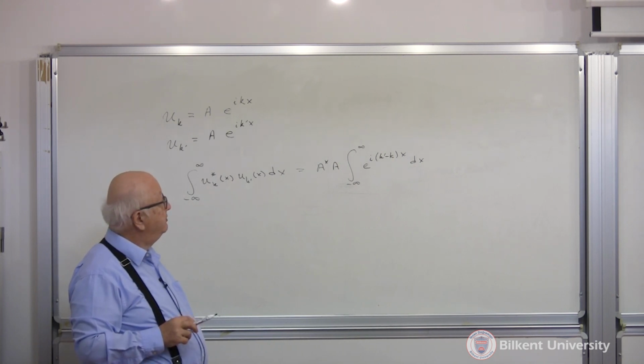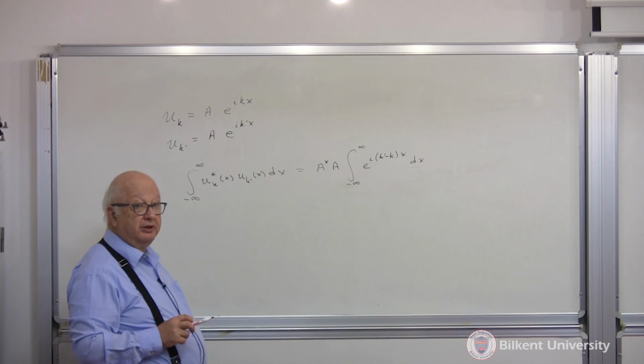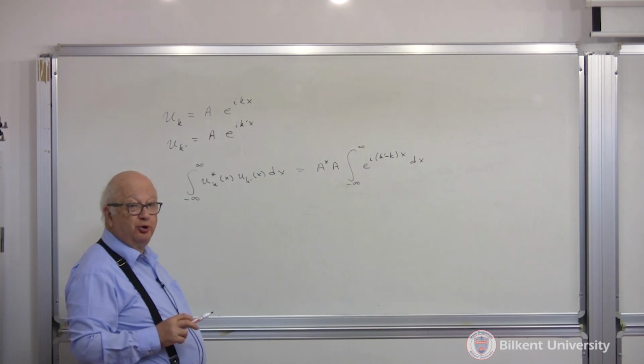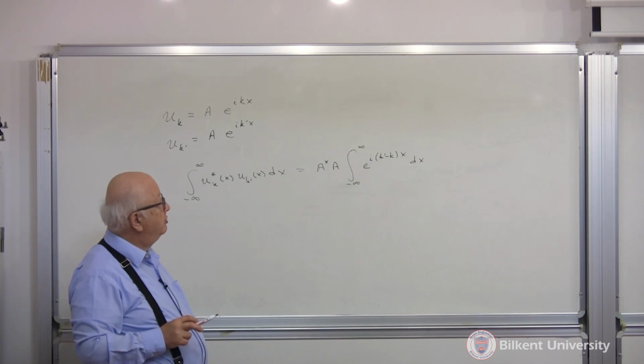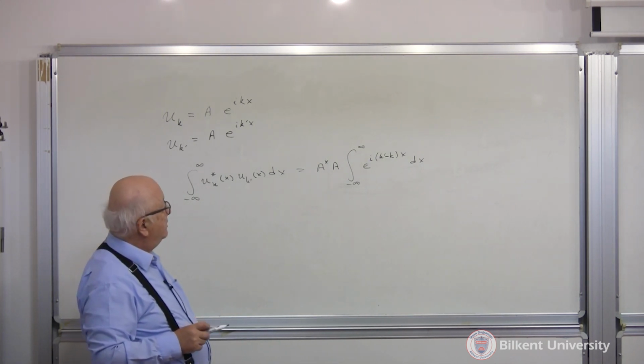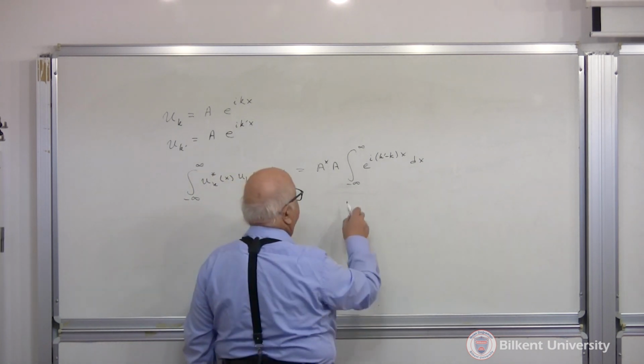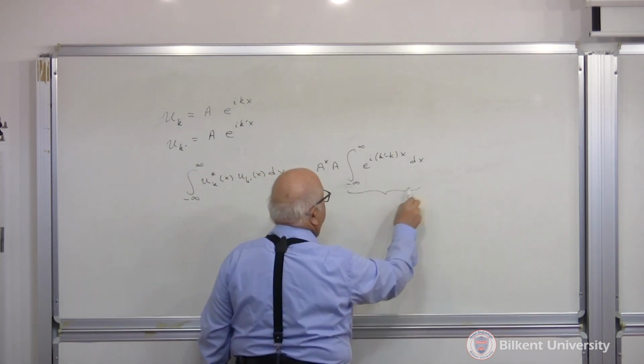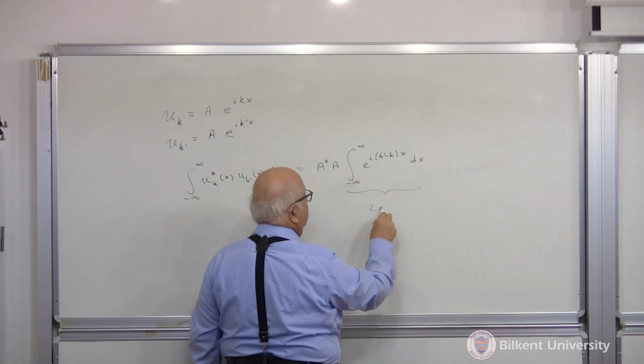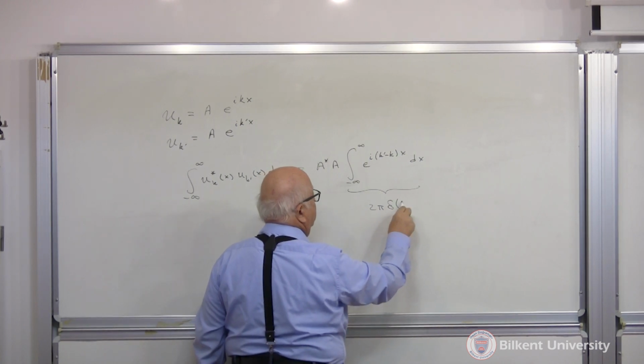It's the Dirac delta function. Are you familiar with this? Yes or no? Some yeses, some nos. Okay, well, let me just first write it down and then we'll discuss it. This is going to be 2 pi times delta of k minus k prime.